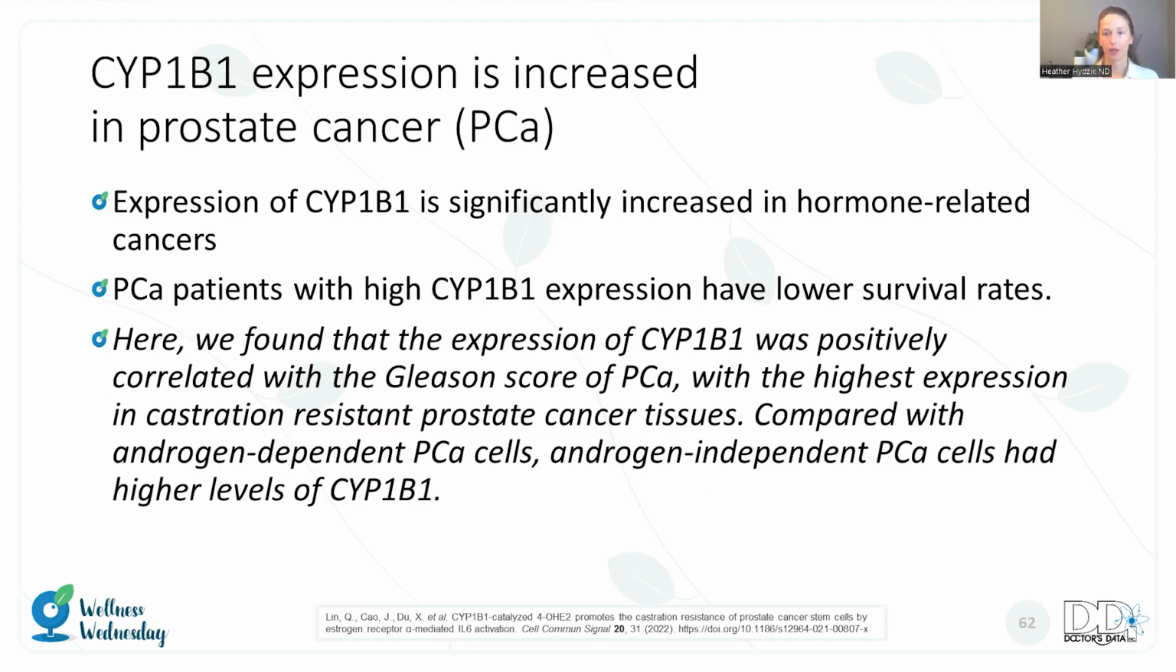Expression of 1B1 has been shown to be increased in prostate cancer. I just made this slide because we talk about breast cancer and preventing it a lot when we talk about hormone balance and metabolism, but I just wanted to show you this is also relevant for men. It's also relevant for the prostate. There is some research on this, and anyway, that's why I'm sharing it. Higher expression of 1B1 has been correlated with higher Gleason scores, worse survival rates, and resistance to androgen deprivation therapy.